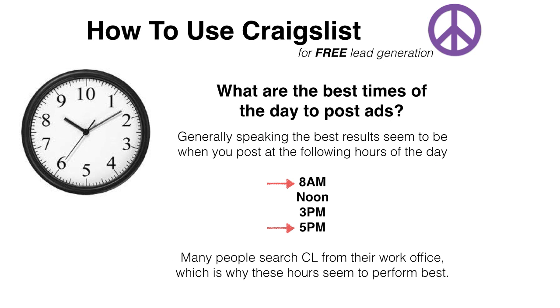Now, what are the best times of day to post ads on Craigslist? Generally speaking, the best results have been 8 a.m., noon, 3 p.m., and 5 p.m. These are the 4 times that I seem to be getting the best results. And if I further isolate these, 8 a.m. and 5 p.m. are the mega massive mojo hours.